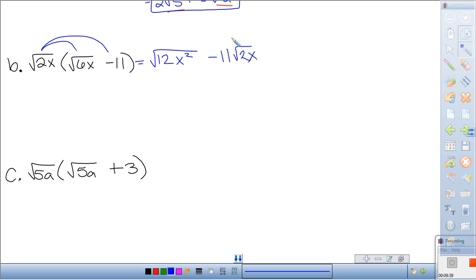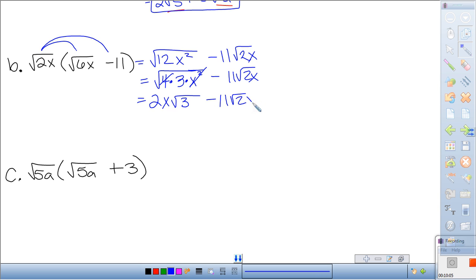Now there's nothing I can do with this term over here, but with the square root of 12x squared, I can simplify that. So 12 would be 4 times 3, and then I'll take the square root of x squared, minus 11 square roots of 2x. So I have the square root of 4 is 2, and the square root of x squared is x. So I have 2x square root of 3. 3 has to stay under the radical, minus 11 square root of 2x.